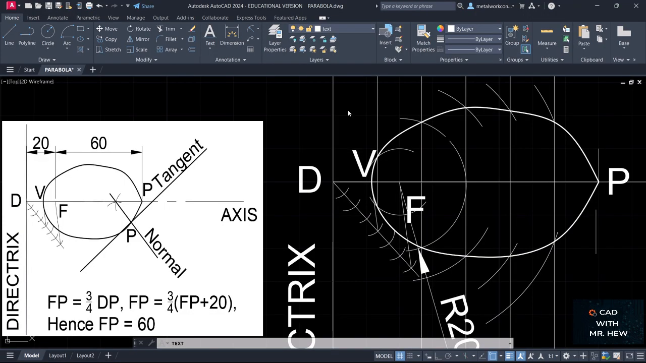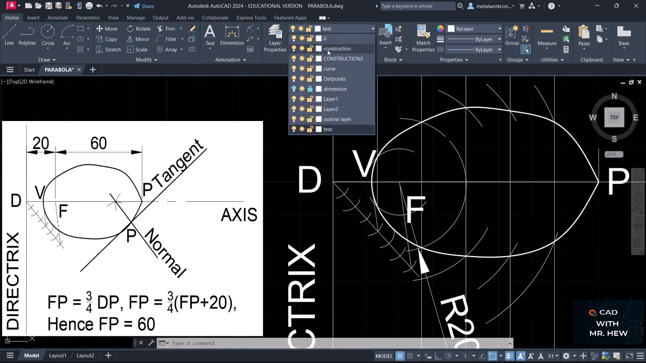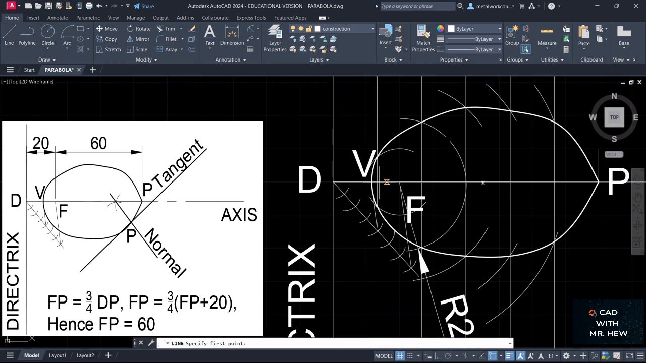To get a tangent to the ellipse, what you have to do is find a midpoint from V, which is a vertex, to P, the other vertex on the right hand side. So we draw a construction line from V to P, enter, and then at the midpoint we draw a line vertically so we can get the minor axis, okay?